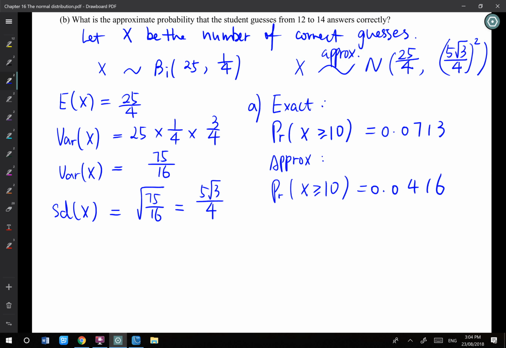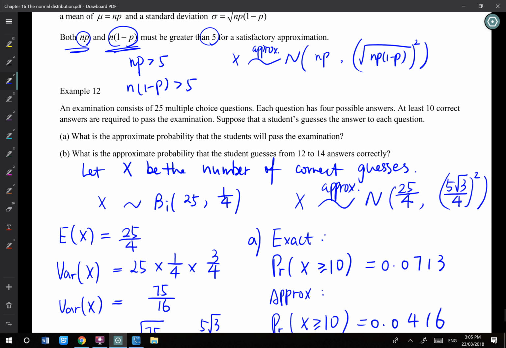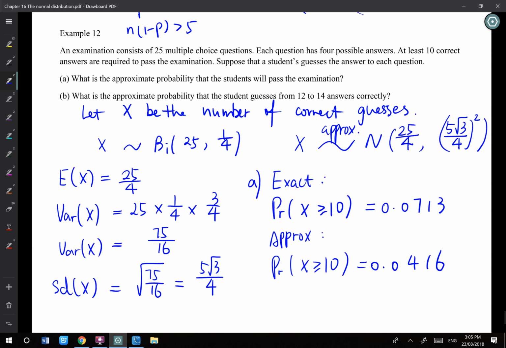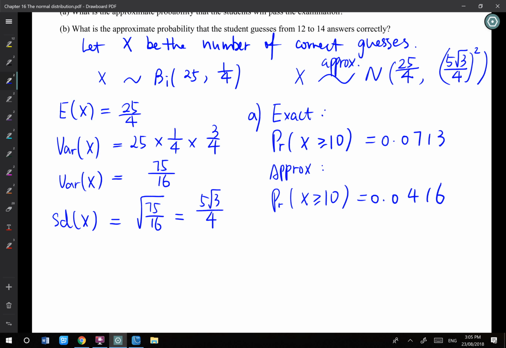And the second reason is the number is not big enough. Okay, 25 is not a good size to use for the normal approximation. It's too small. Even though it satisfies np greater than 5 and n(1 minus p) greater than 5, as I said, that's the minimum requirement, the least you need to follow. But it's still not a good size to use normal. If you have 250 questions, the answer will be improved a lot.